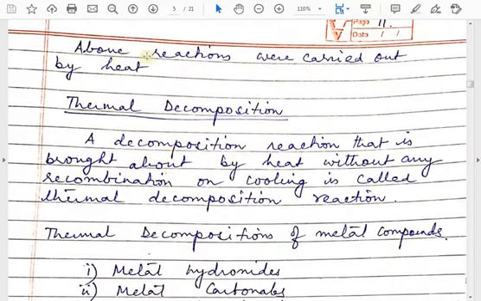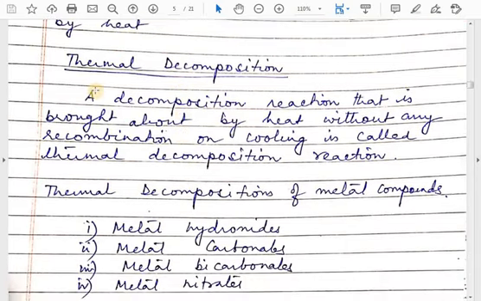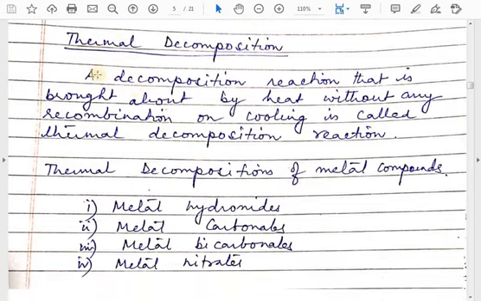So these above reactions were carried out by heat. So a new term can come to our mind, which is called thermal decomposition. Thermal means application of heat. So a decomposition reaction that is brought about by heat without any recombination on cooling, that I told you at the beginning of the decomposition reaction, to remember that part, is called thermal decomposition reaction.